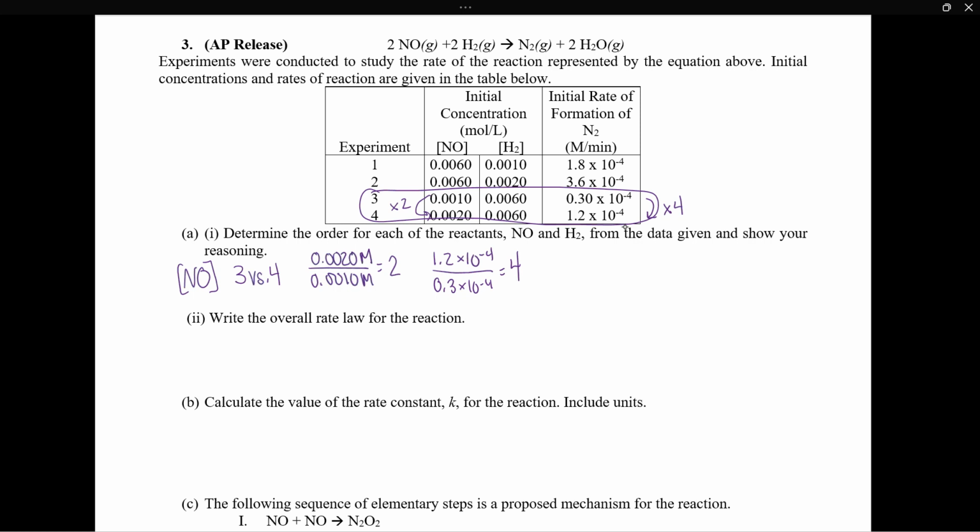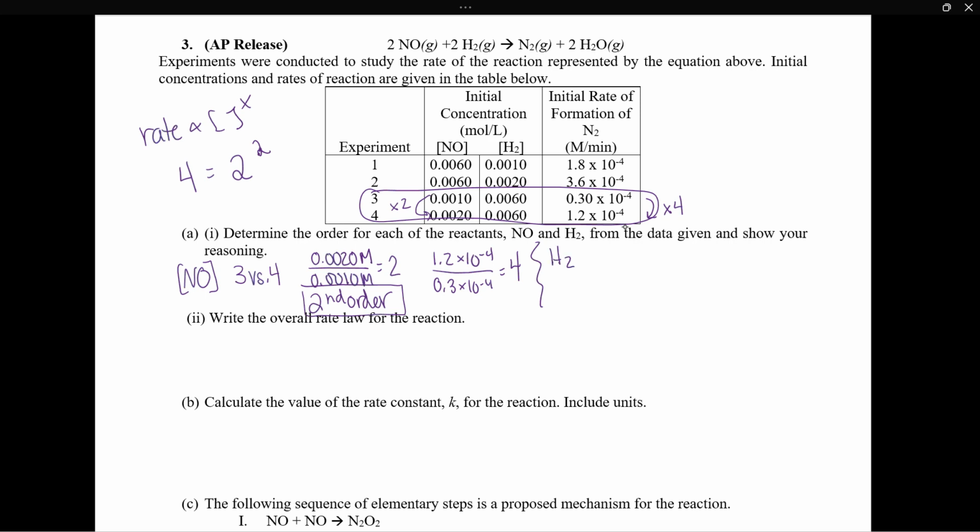And so we know that the rate is proportional to the concentration to some exponent. If the concentration is changing by 2 and the rate is changing by 4, the question is, what must that exponent be? The number that fits there is 2. So NO is second order, which means it has an exponent of 2 in the rate law.